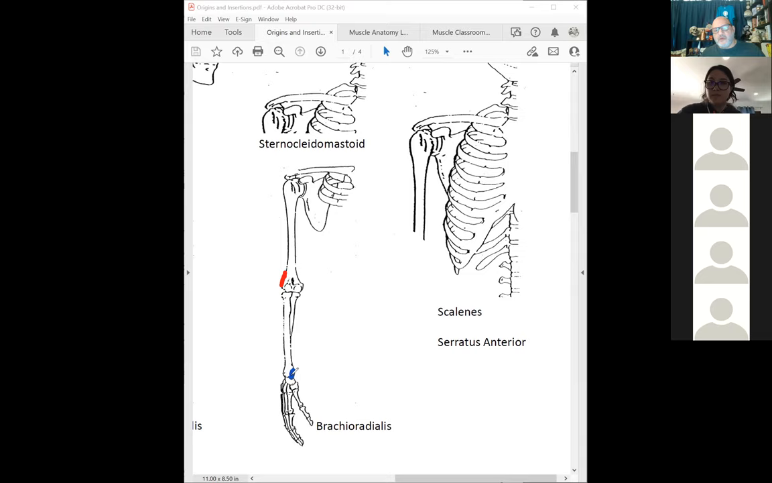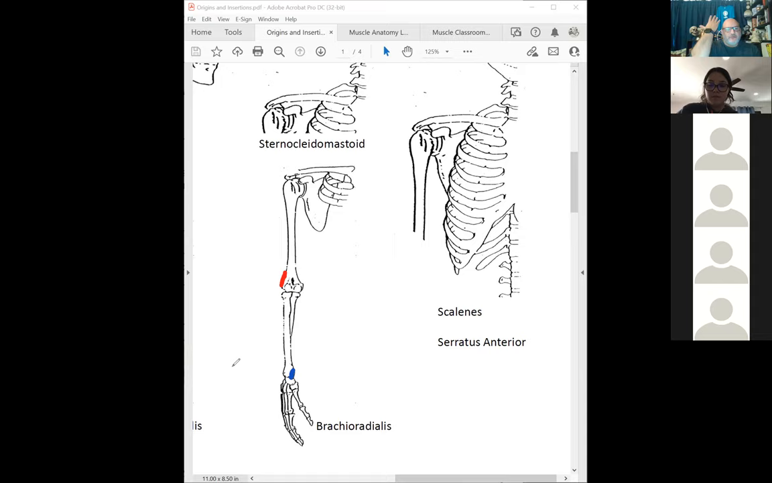Notice, even though this muscle is found on the forearm, it does not reach to the hand. It does not cross the wrist. So it does not move the fingers. It does not move the hand. It does not move the wrist. It only crosses one joint. And what's the one joint it crosses? The elbow. And being an anterior muscle, what is the number one action of this muscle going to be? Flexing. Flexing, absolutely.